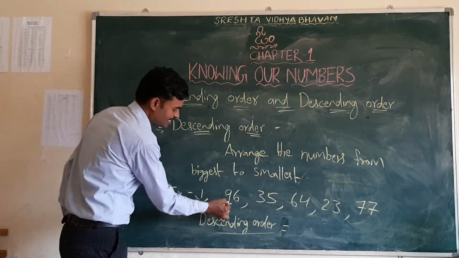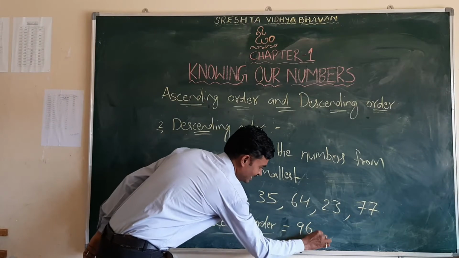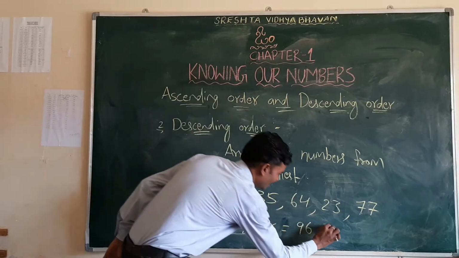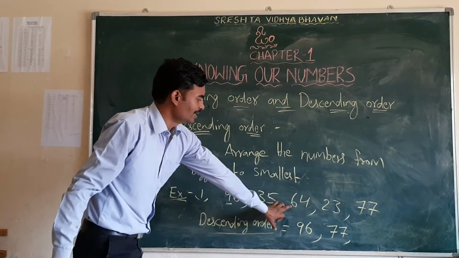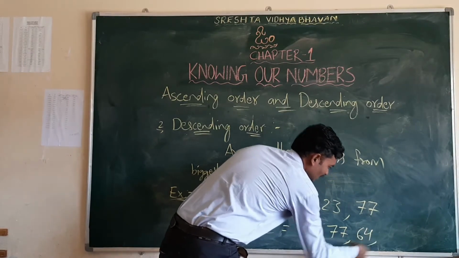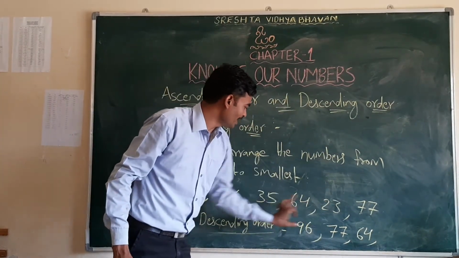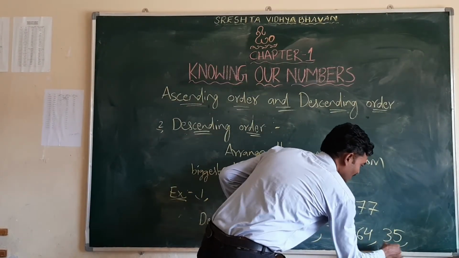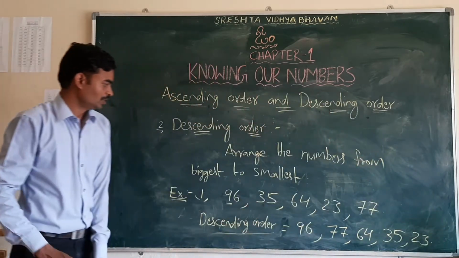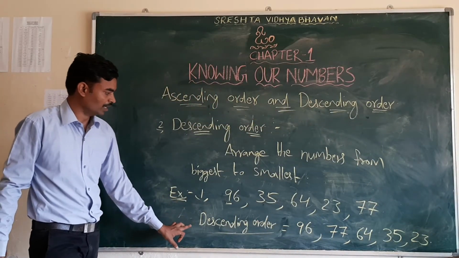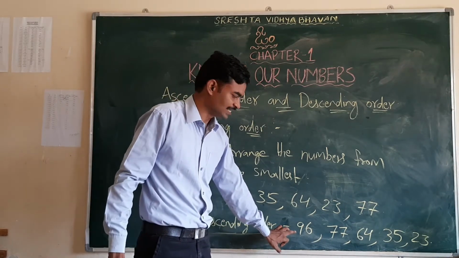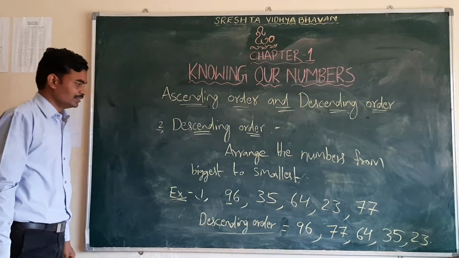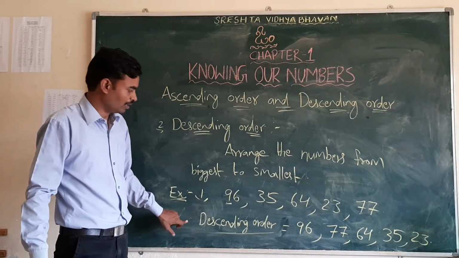Like that, we have to arrange. The first one, biggest number, 96. And next, what is the next number? 7, that means 77 is the next number, and the next is 64. 64 is the third number. And for the remaining two, comparing these two numbers, 35 and 23: 35 is the bigger number, and 23 is the smaller number. Now in this descending order, the resultant answer is 96, 77, 64, 35 and 23. This is the answer for the descending order.